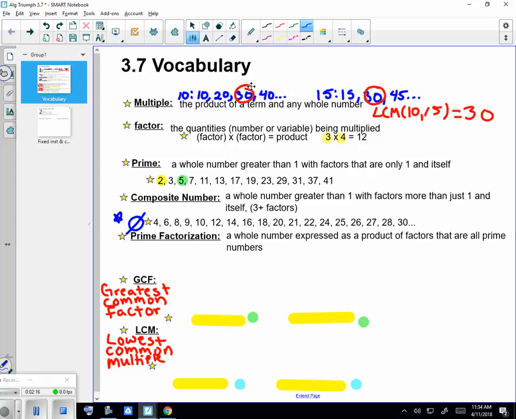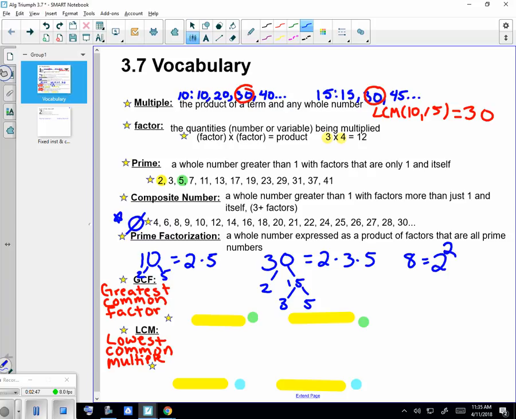Prime factorization: a whole number expressed as a product of factors that are all primes. This you want to think of factor trees. The prime factorization of 10, its prime factors are 2 and 5, would be 2 times 5. The prime factorization of 30, its factors being 2, 15, 15 isn't prime, 3, 5, would be 2 times 3 times 5. If we have 8, the prime factorization is 2 cubed.